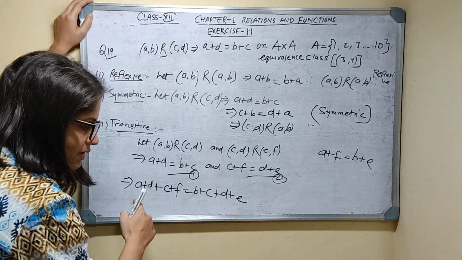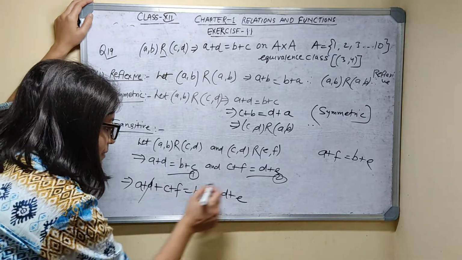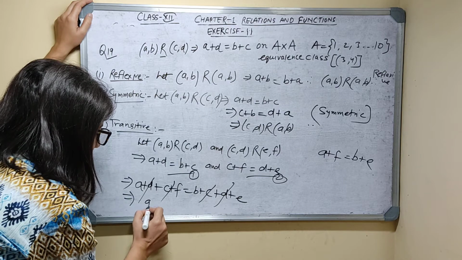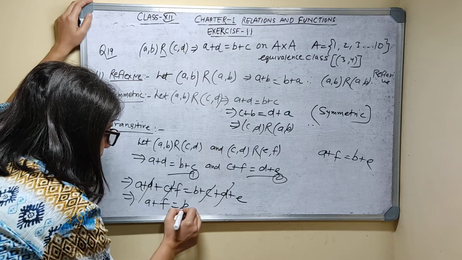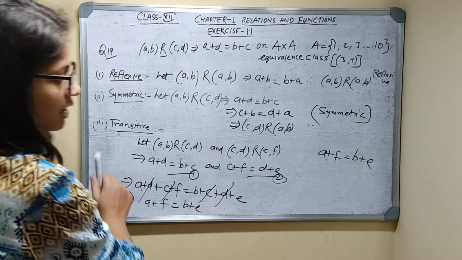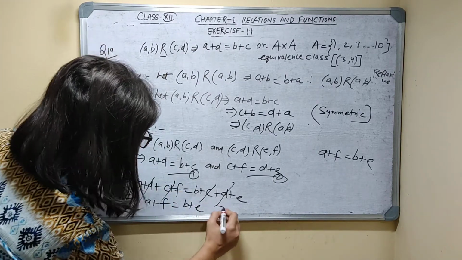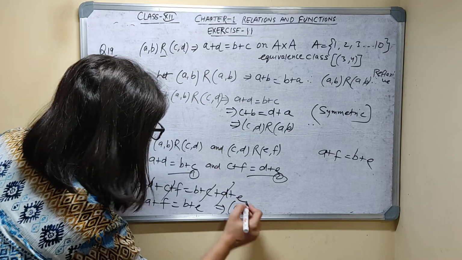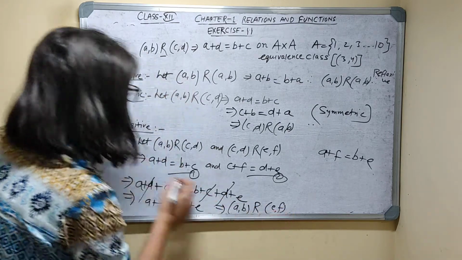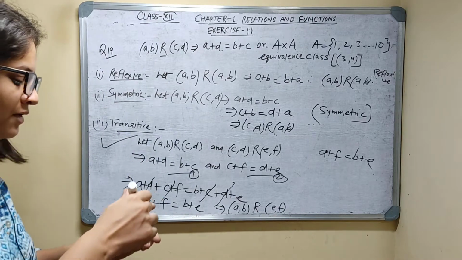Plus D this side, it will come, so it will be minus D or plus D cancel. Plus C cancel. So what are you getting? A plus F is equal to B plus E, which is the required condition for this relation to be transitive. So I can write (A, B) is related to (E, F). So I can say this relation is transitive also.